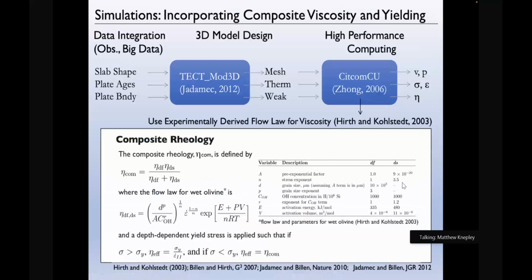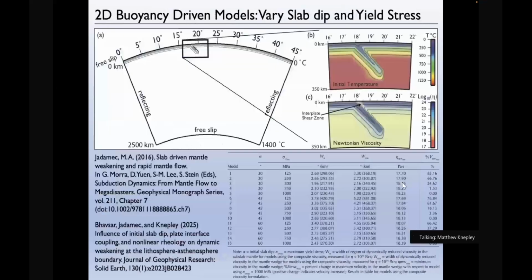And then the observation suggests that olivine is the dominant constituent in the upper mantle. That has a strain rate dependent viscosity, so we can incorporate that flow law and look at its effects. And so we can start with generalized 2D models and then go on to a couple examples from 3D. So here's our little subduction zone.